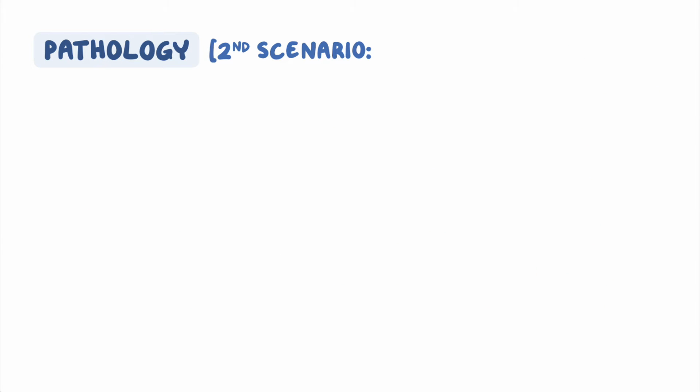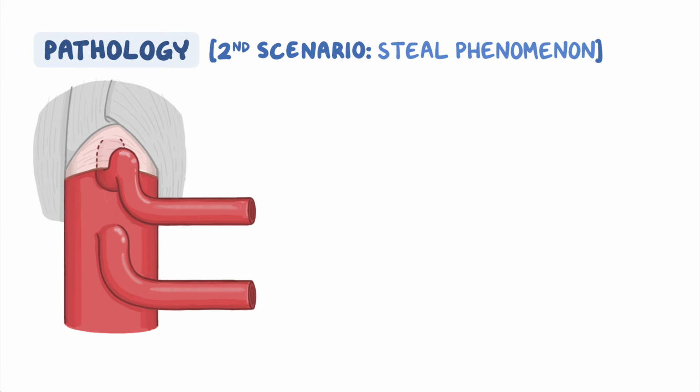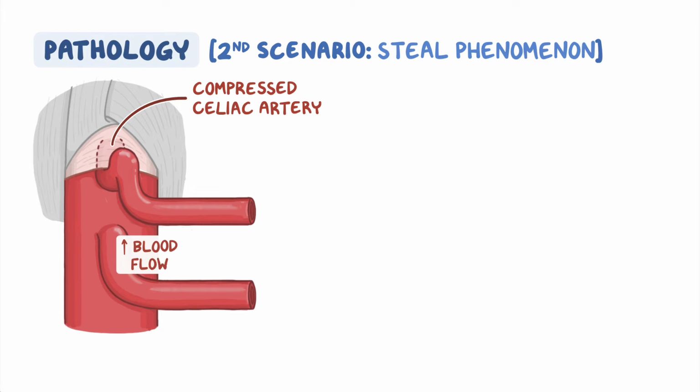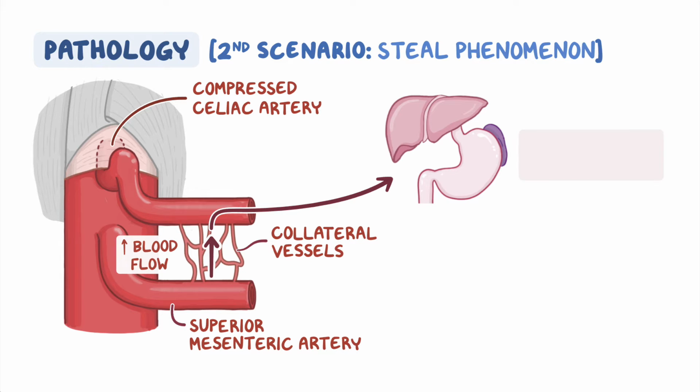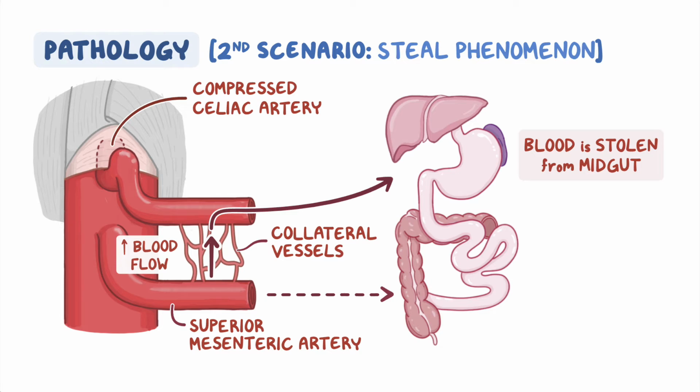The second scenario is called the steal phenomenon, where the celiac artery gets compressed, causing increased blood flow from a nearby artery, like the superior mesenteric artery, to get diverted via tiny collateral vessels to the celiac artery region. As a result, blood is stolen from the midgut area supplied by the superior mesenteric artery, resulting in insufficient blood flow to the bowel.